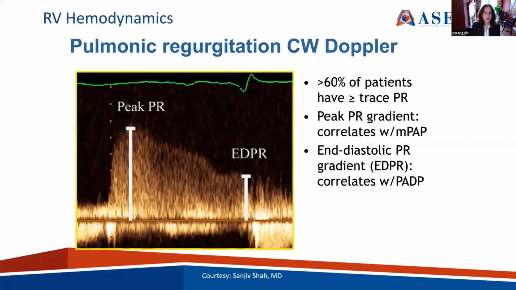We can also use our pulmonic regurgitation CW Doppler signal to make measurements as well. So more than 60% of patients have greater than or equal to trace PR, so this value is measurable in the majority of patients. The peak PR gradient, shown here, correlates with the mean pulmonary artery pressure, whereas the end diastolic pressure gradient correlates well with the pulmonary arterial diastolic pressure.